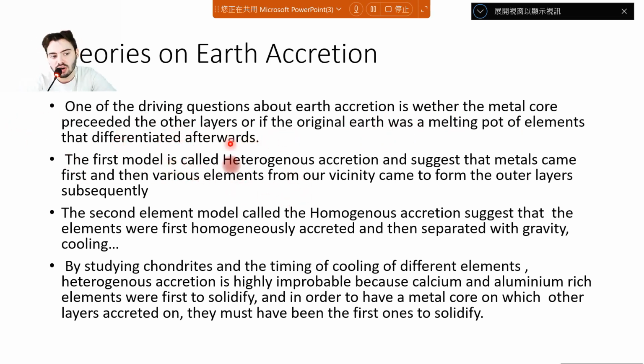The first model is called heterogeneous accretion and suggests that the metals came first and then the various elements from our vicinity came to form the outer layers subsequently. The second model, called homogeneous accretion, suggests that the elements were first homogeneously accreted and then separated with gravity or cooling. By studying the chondrites and the timing of cooling of different elements, heterogeneous accretion is highly improbable, because calcium and aluminum-rich elements were first to solidify, and in order to have a metal core on which other layers accreted, they must have been the first ones to solidify, if we follow the heterogeneous accretion model.